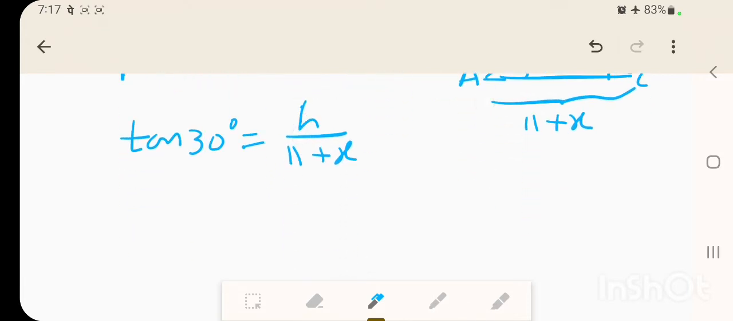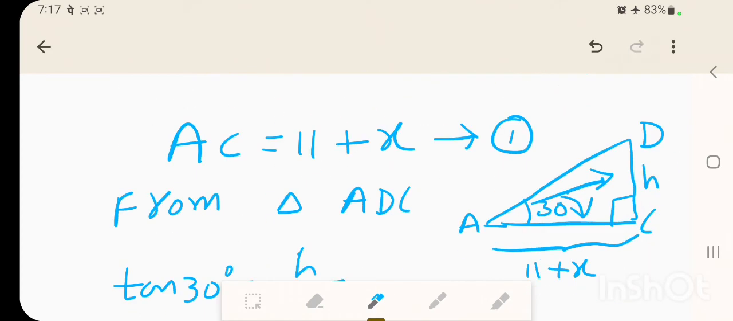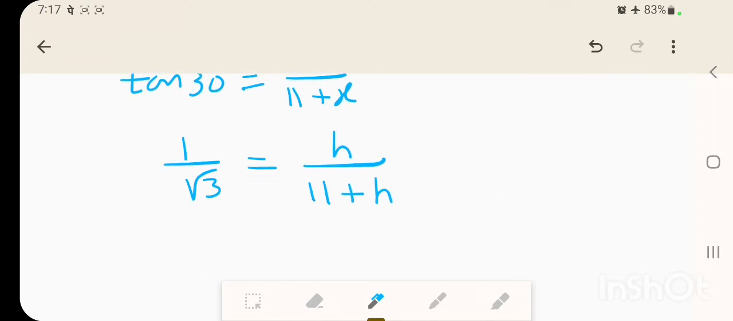Okay, and we know that tan 30 is 1 by root 3. This you have to remember: tan 30 is 1 by root 3, tan 60 is root 3. Now we already got here that H is equal to X. So we are going to substitute H in place of X. Or you can place X in place of H also, one and the same. Now you have to do the simplification to solve and find the value of H.